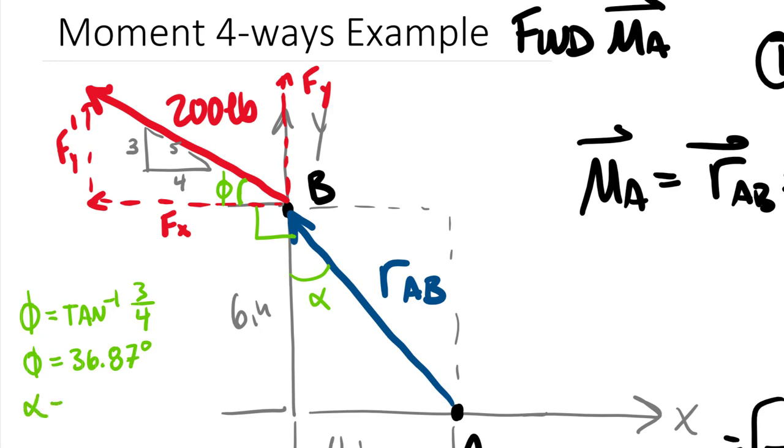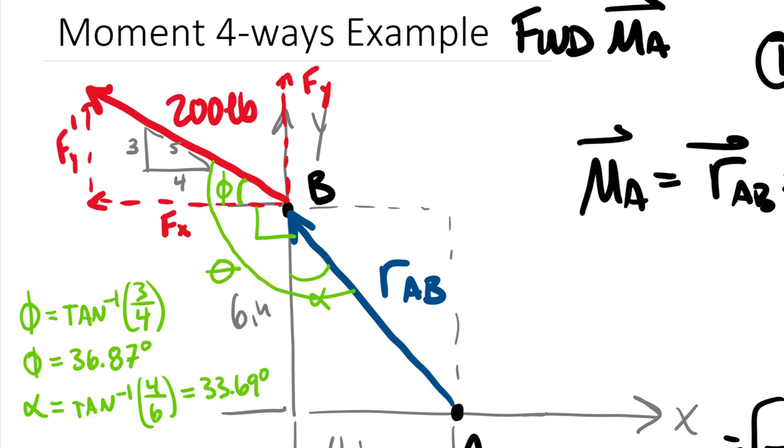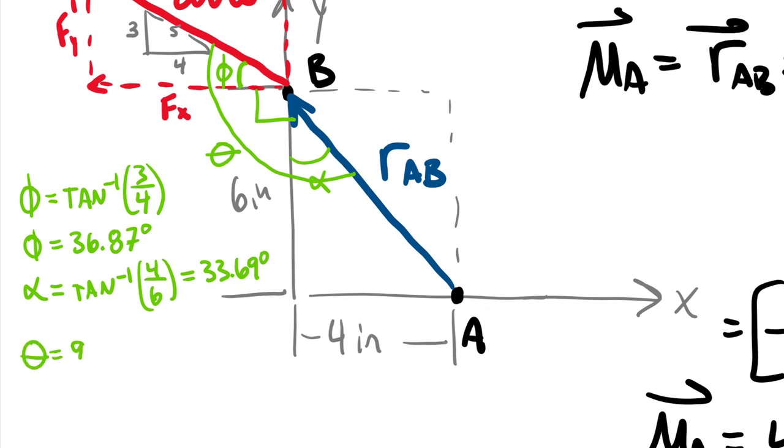And then our alpha is equal to, I can also use an inverse tangent here, so I have an inverse tangent of 4/6. And that is equal to a value of 33.69. So in order to find my overall angle all the way from here to here, call this angle theta, we could find that theta is equal to 90 degrees plus 36.87 degrees plus 33.69 degrees, which gives me a theta value of 160.56.